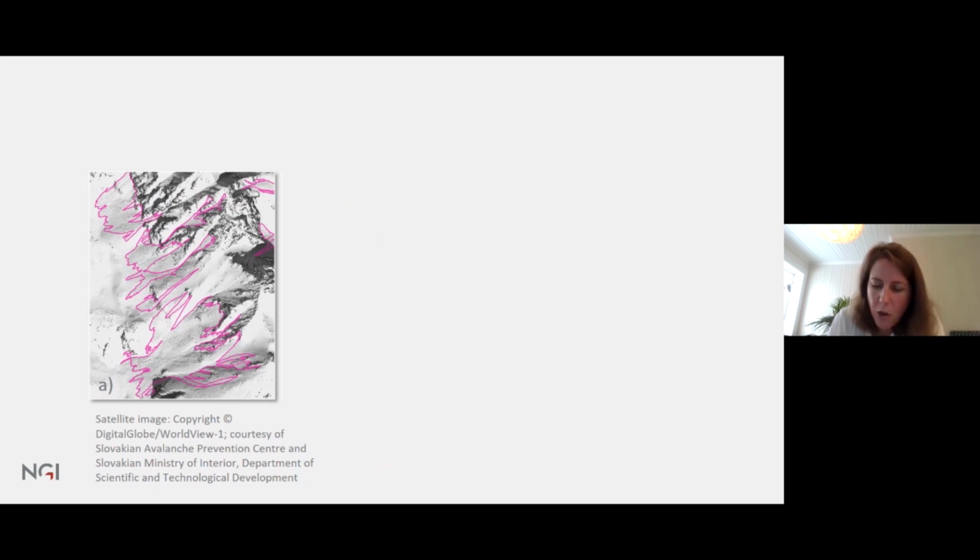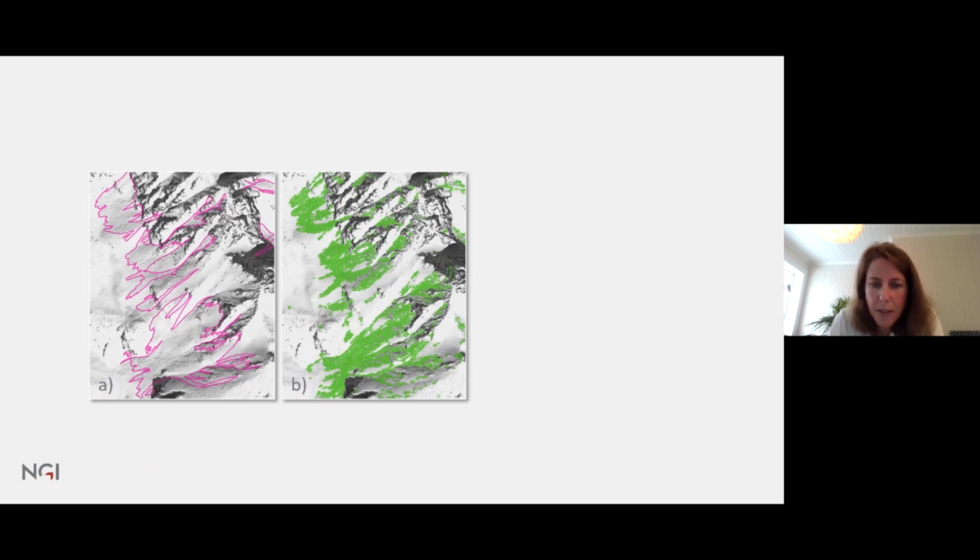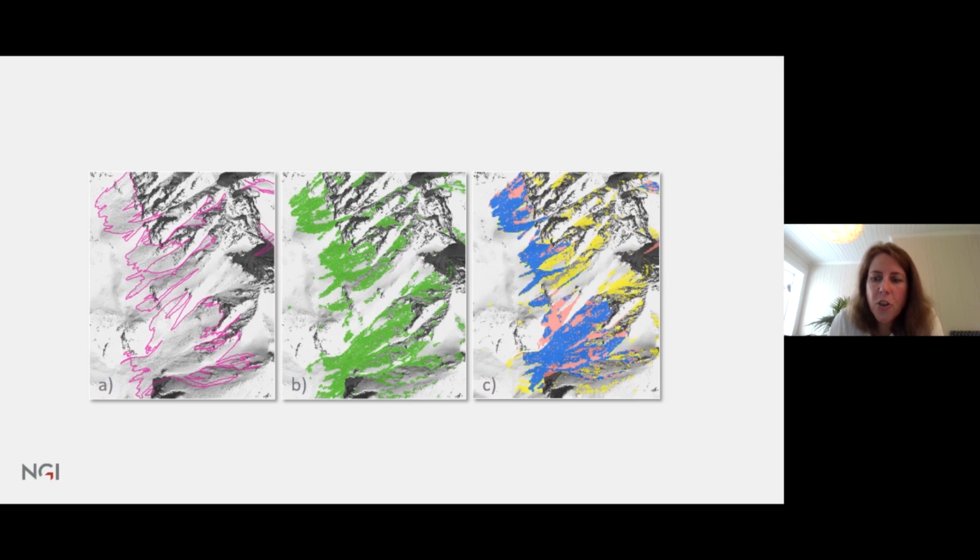Here you see a large portion of that image, and these are the outlines that were delineated, digitized by a human expert at NGI, an avalanche forecaster. Her task was to digitize all the observable avalanches. On the next image, you see the same result done by the algorithm. And the third image shows you the comparison between the algorithm and the delineation by the avalanche experts.